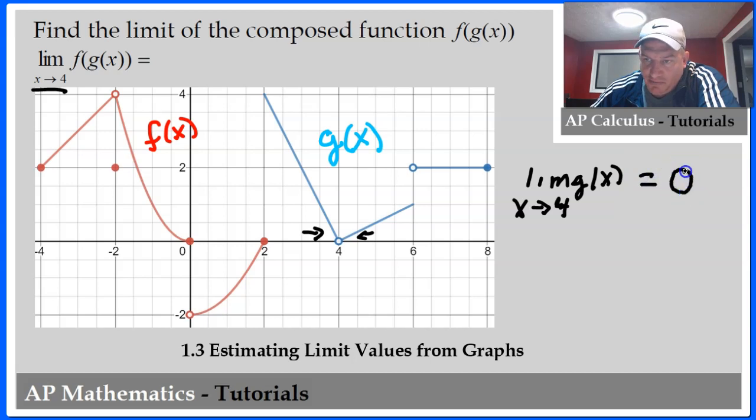So we do have that this limit is going to equal 0. However, we are approaching 0 through positive values on both sides. So we're looking at values greater than 0. Our function g of x is approaching 0 through positive numbers. That's very important that we notice that.